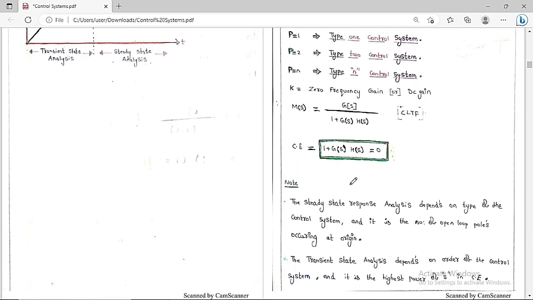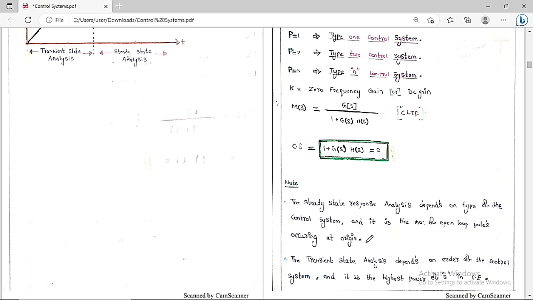Let me discuss some more important points. The steady state response analysis depends on the type of the control system, and it is the number of open loop poles occurring at the origin. I've already told you, the steady state response analysis always depends upon the type of the control system. Whereas the transient state analysis depends upon the order of the control system, and it is the highest power of s in the characteristic equation.